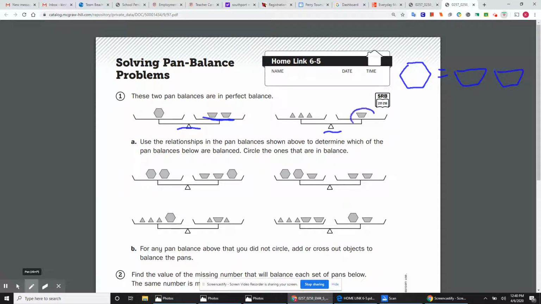Okay, one of our halves equals three triangles because those are balanced. So if 2 halves equal 1 full hexagon, 1 full hexagon is going to be double those triangles. So 1 full hexagon is going to equal 6 triangles. So I'm just going to leave that there to help us with the next problems.